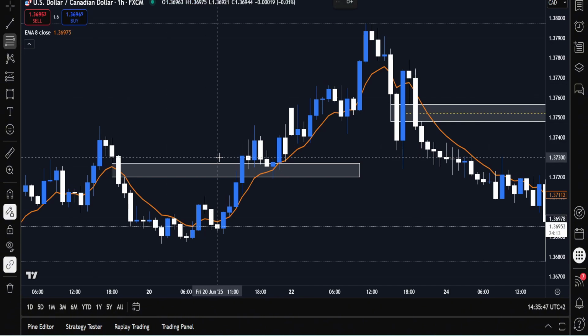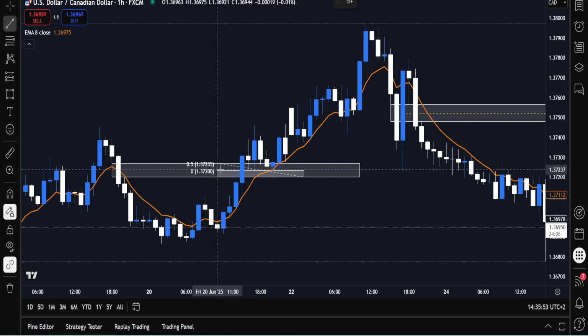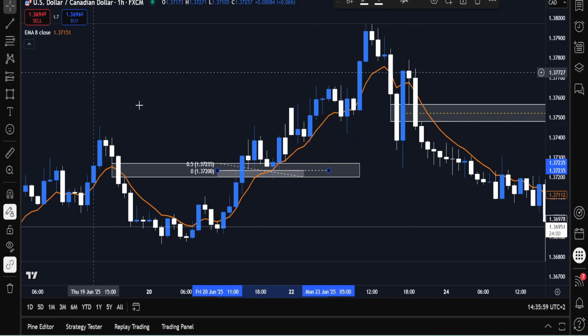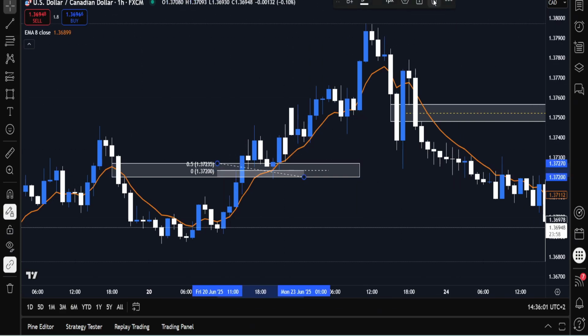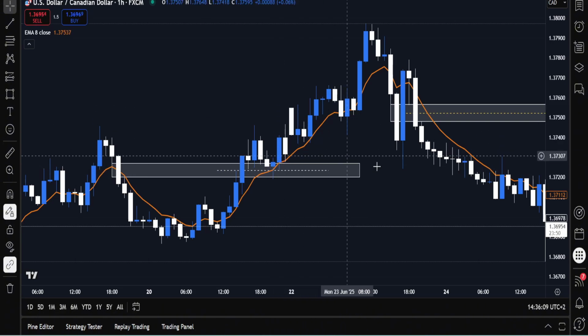And you can even see we had consequent encroachment of that inversion fair value gap, which supported a continued bullish momentum upwards and holding this fair value gap, or inversion fair value gap, as support. And what we do, we trade it up.